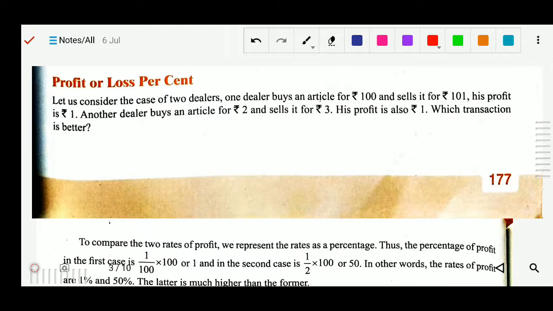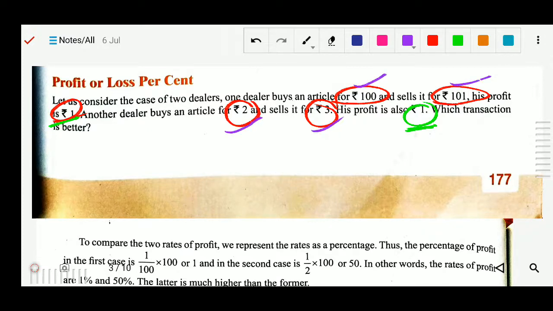One dealer buys an article for 100 rupees and sells it for 101. So the profit was 1 rupee. Another dealer buys an article for 2 rupees and sells it for 3. In this case also, what is the profit? 1. You can see the profit here is also 1. What is the difference between the selling price and the cost price? In this case the profit is the same, but we have to find the percentage to see whose deal is better, the first one or the second one.